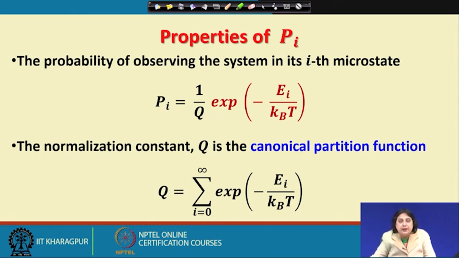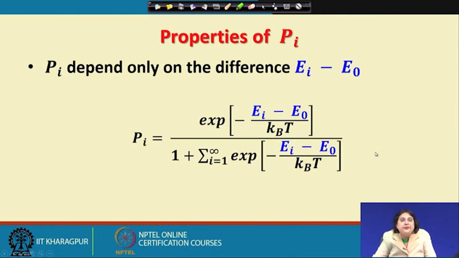Now, let me go a little farther and say that, did you notice that P_i depends only on the difference E_i minus E_0? That is simply because we can set the 0 of energy to the lowest energy state and count the difference in energy from there. So, accordingly, we will see that the P_i can be written down using this kind of expression, where P_i is having functional dependence on E_i minus E_0, and you are setting E_0 equal to 0 in your energy scale.